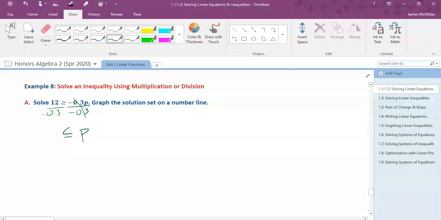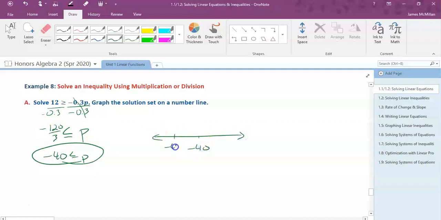12 divided by 0.3. 0.3 is 3/10, so I'm really multiplying by 10 over 3. And so I'm going to get negative 120 over 3, which is going to give me negative 40. Again, if you didn't want to go through the decimal, you could use your calculator there, but I'm just doing that on the top of my head. Again, graphing our number line, negative 40 is in the middle, negative 41 to the left, negative 39 to the right. We're going to have a dot at negative 40 because we're equal to in this case.